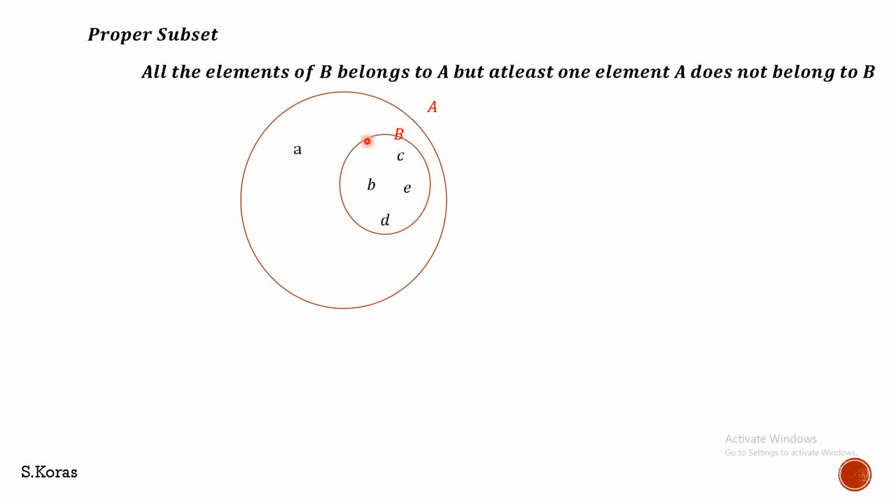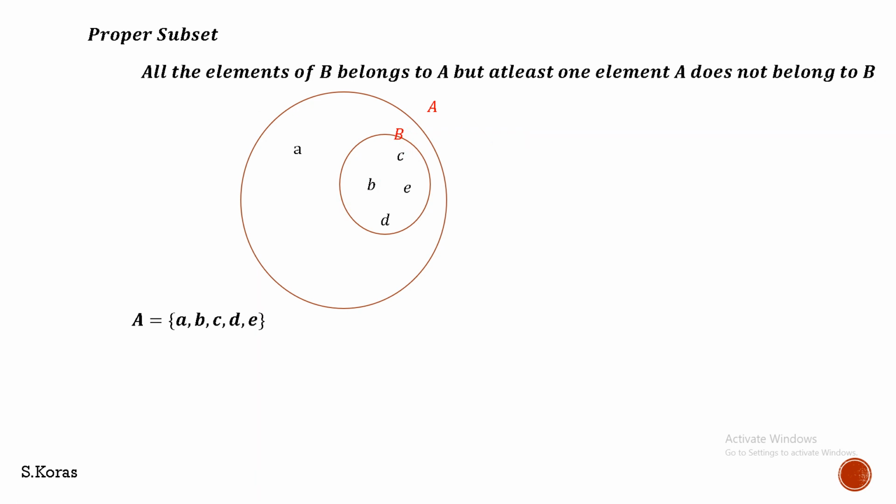If it is a proper subset, then at least one element should be left. Minimum one element should be left from this set. So when we can call a subset a proper subset, first of all the elements should belong to the set A. At the same time, at least minimum one element of this parent set or the set A should be left. If it is so, we can call this set a proper subset.